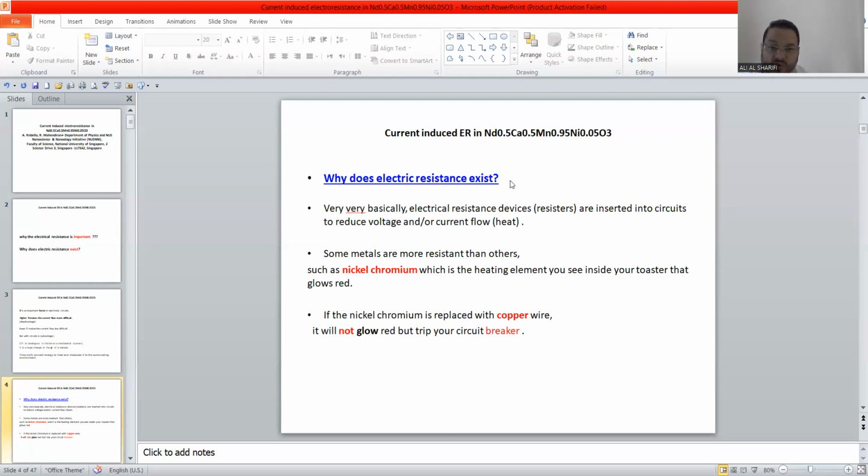Some metals are more resistant than others. Let me take an example or comparison with nickel chromium. We use it with some amount of current. It's heating and starts to glow red. But when we use copper, the situation is different, because it will not glow red but trip your circuit breaker. Like I thought, most of the resistance wire inside it was made from nickel chromium.